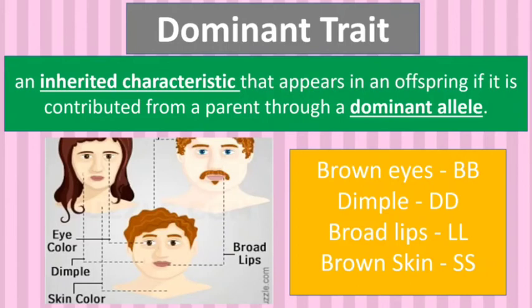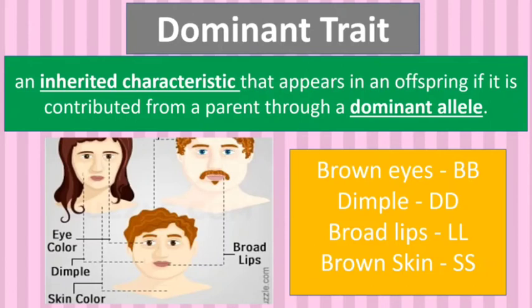In the diagram you can see here the dimple. It is present in the mother, so that is transmitted to the offspring. The father has broad lips and the mother has thin lips, so the broad lips are transmitted to the offspring. Then the eye color: the mother's eye color is dominant, so that is received by the child. Then the skin color: the mother's skin color is the dominant one, so that is transmitted to the offspring.